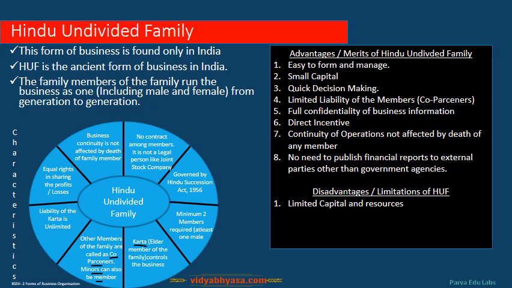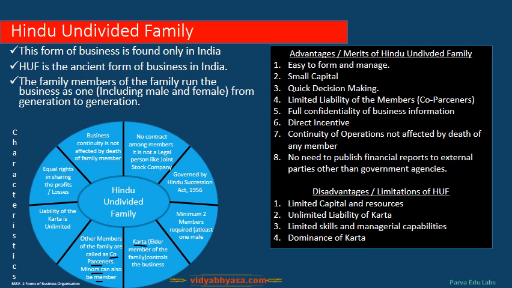Few disadvantages. Limited capital: arranging a huge capital is difficult for one family, so expanding the business and other things will be impacted. Unlimited liability for Karta. Generally, everybody looks for limited liability forms of business, but in the case of a Hindu undivided family, Karta's liability is unlimited, but the co-partners' liability is limited.